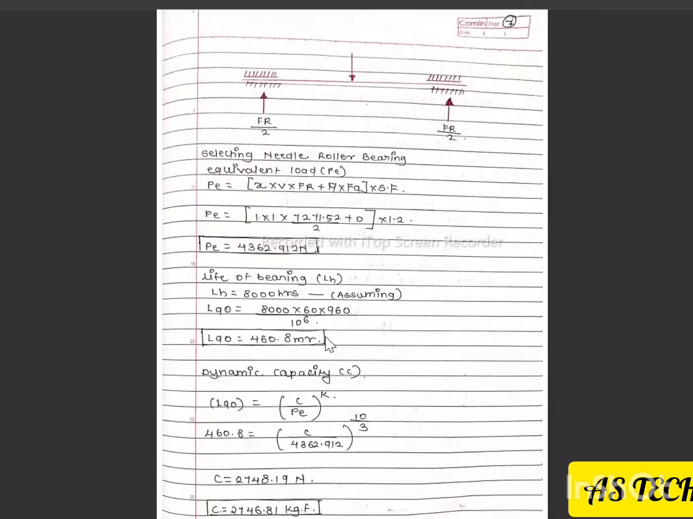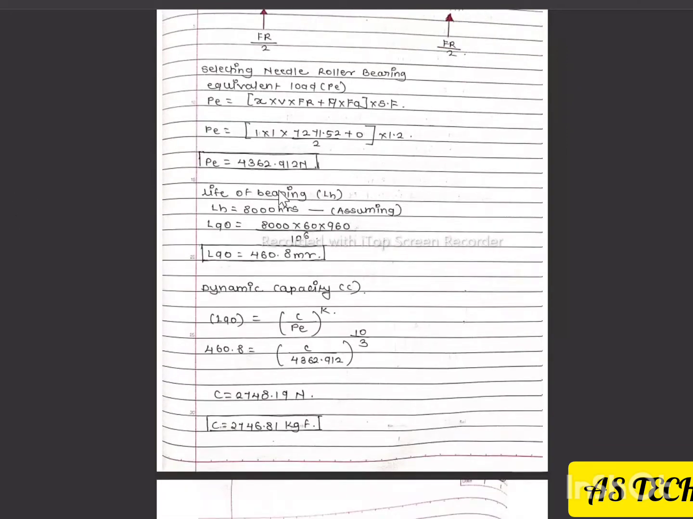Then select a needle roller bearing. For that, the equivalent load, this is the basic formula, is x into v into Fr plus y into Fa, into service factor. So x is 1, v is 1, Fr by 2. As we know, in this diagram the main load is in the center and the two ends are fixed, that is Fr by 2, Fr by 2. So Fr by 2 plus y into Fa is 0, service factor is 1.2. We get the value of the equivalent load.